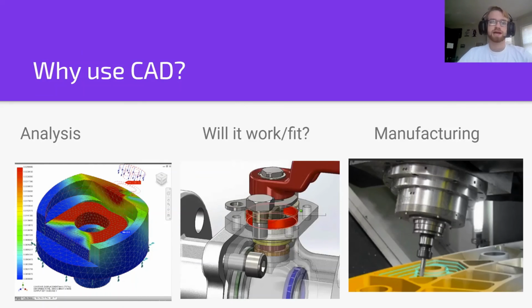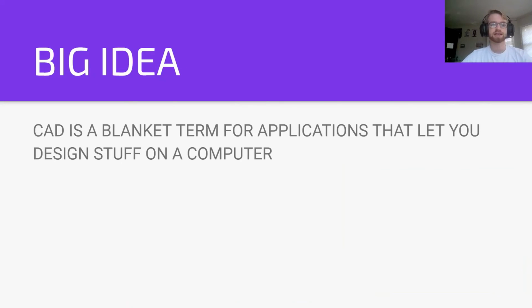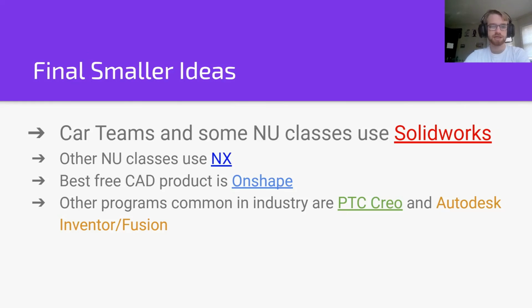Okay, so now that we've talked about CAD at a high level, I just kind of want to ground this discussion before we end and mention that CAD is ultimately a blanket term for applications that let you design stuff on a computer. So on the car teams, we use a program called SolidWorks. Other classes at Northwestern use NX. The best free one is called Onshape, and then there's some other ones that I've listed that you might see in the future, just so you know, oh, that's a CAD program. If you've used one, you can kind of use all of them. It's a little bit like programming languages. But yeah, we're going to be using SolidWorks, and we're going to get into that a couple of videos from now.